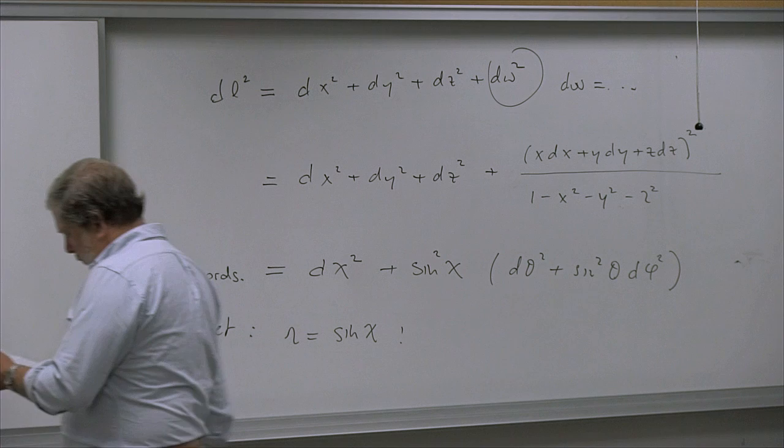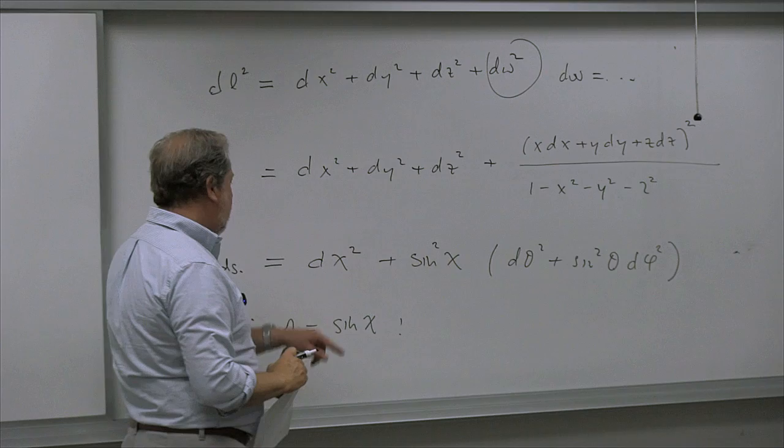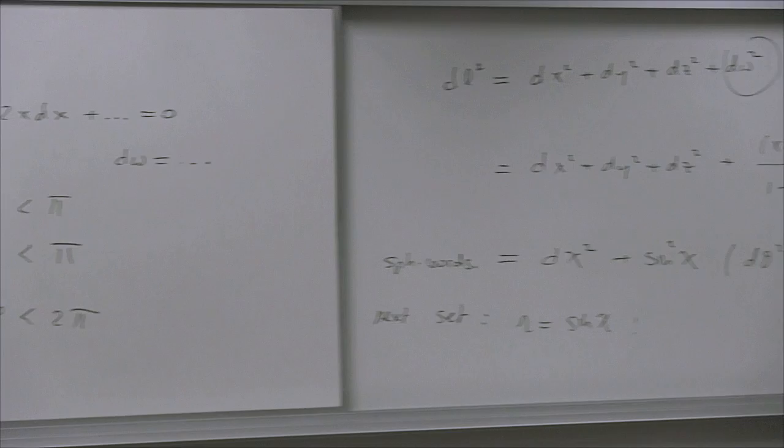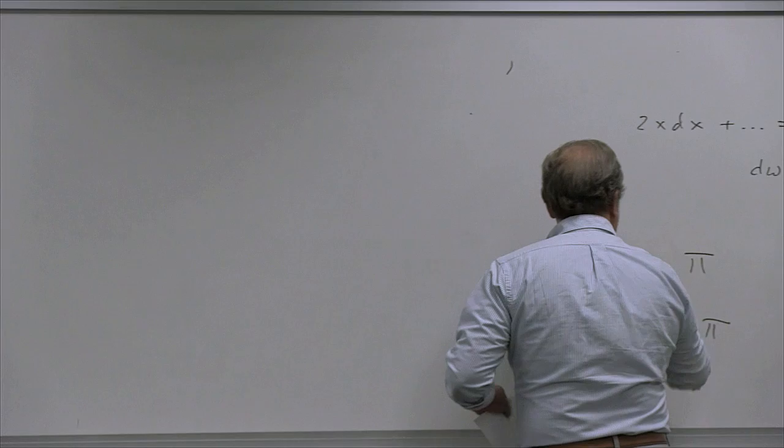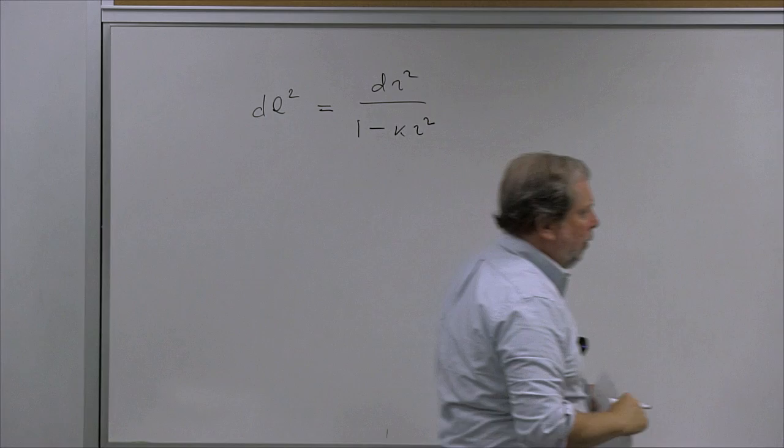And so if we do that, then again, this d chi squared is not just simply the r squared, while this, of course, is just exactly r squared, right? So we get, in fact, one of the forms for the Robertson-Walker metric. Namely, we get that dl squared is equal to dr squared divided by 1 minus k r squared, right, which is this part here.